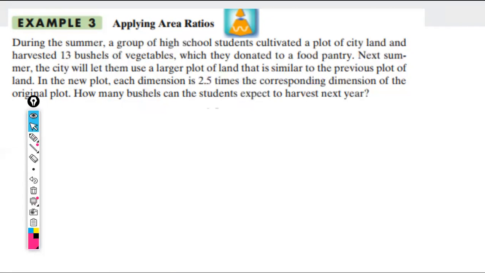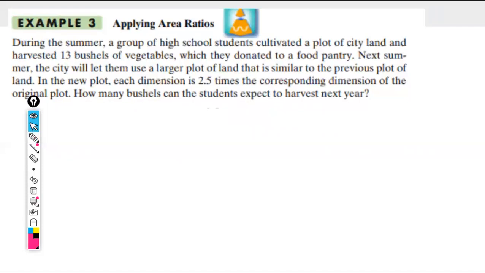Each dimension is 2.5 times, oh my gosh, my kitty tried to jump up on me. Come here, baby. Get her. There she is. Oh, you can't see. I don't have the camera on. But that was so cute. And now she jumped down. Fine.